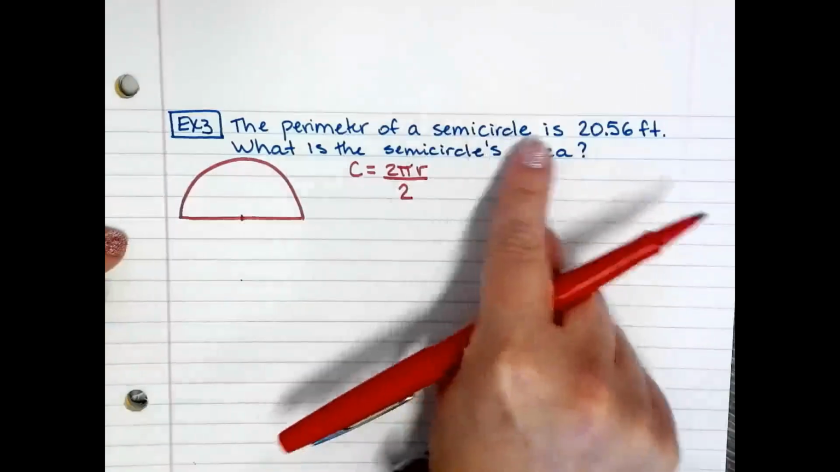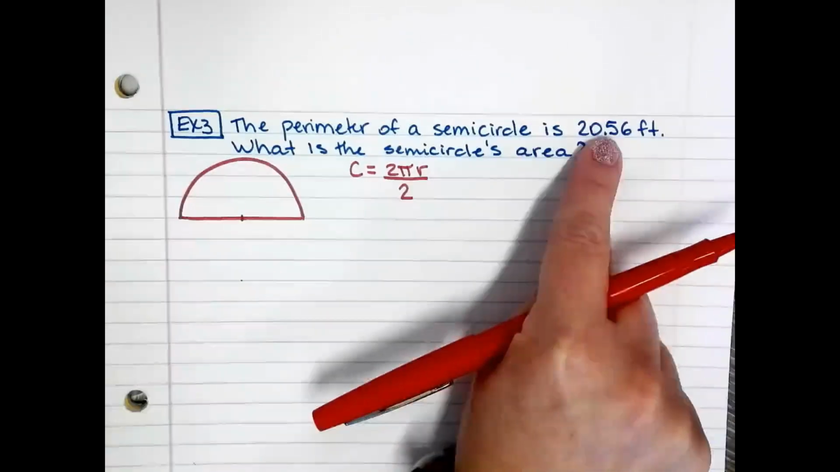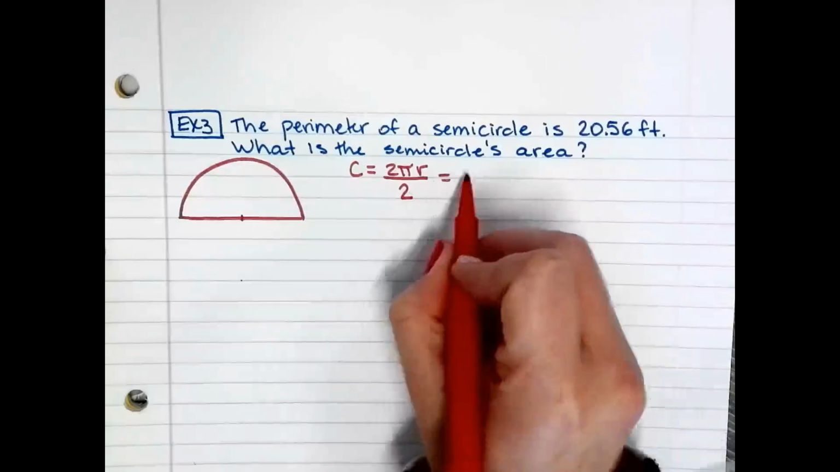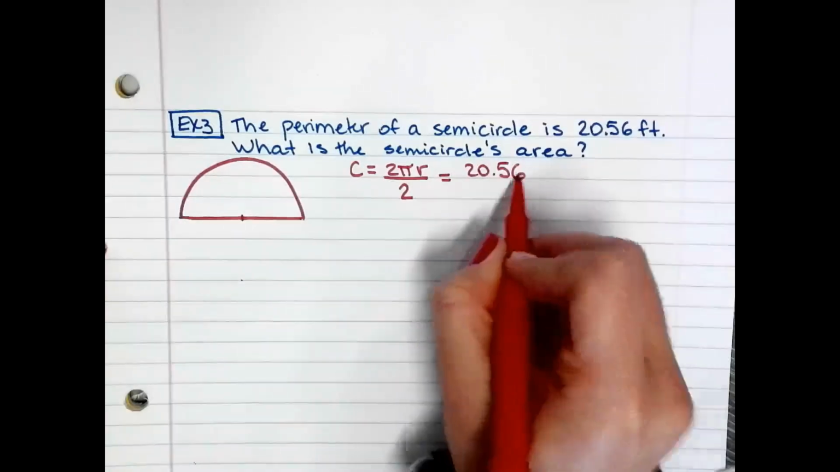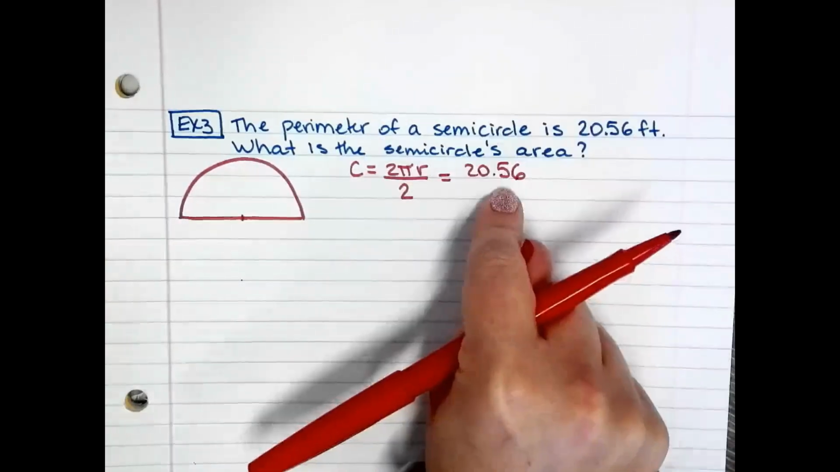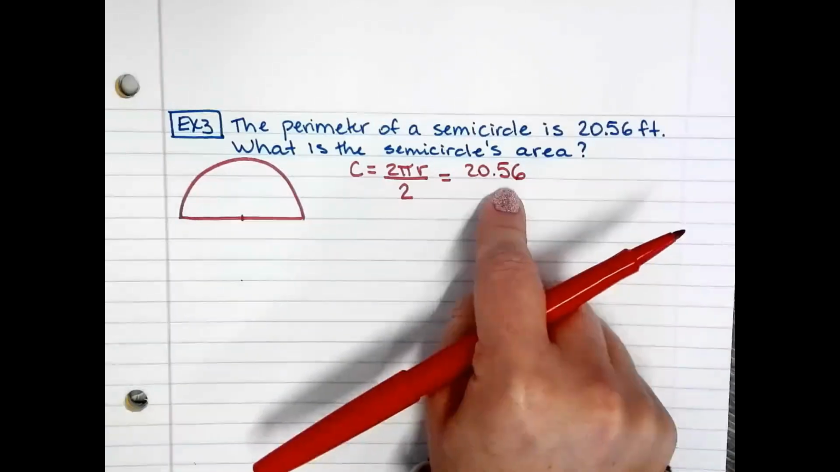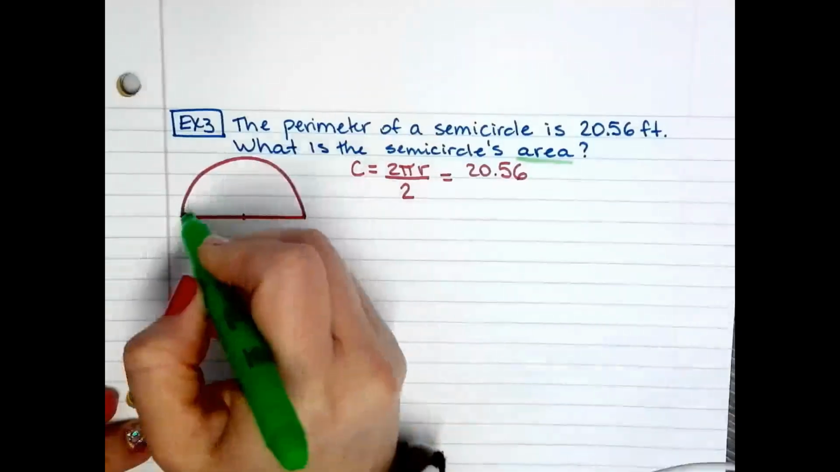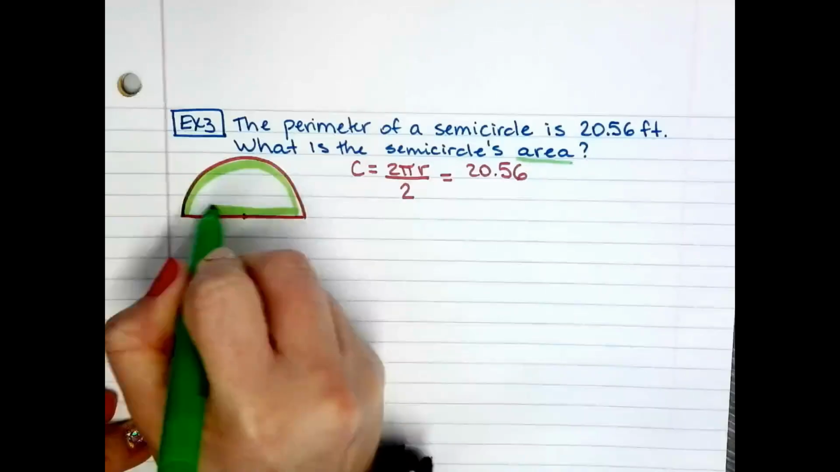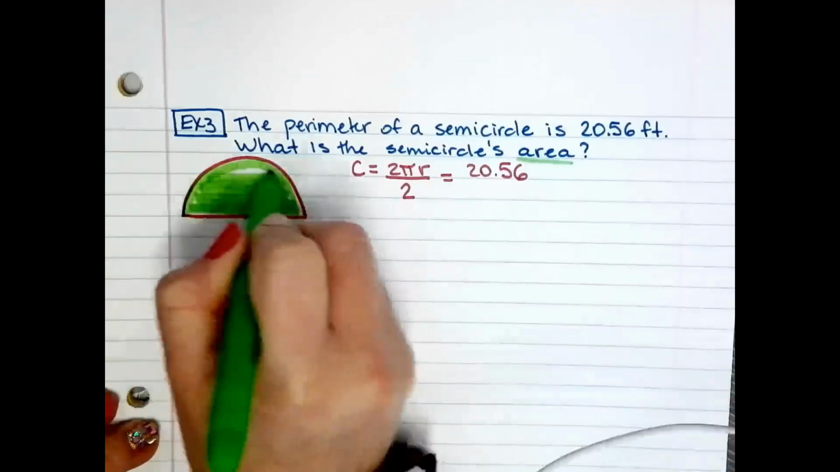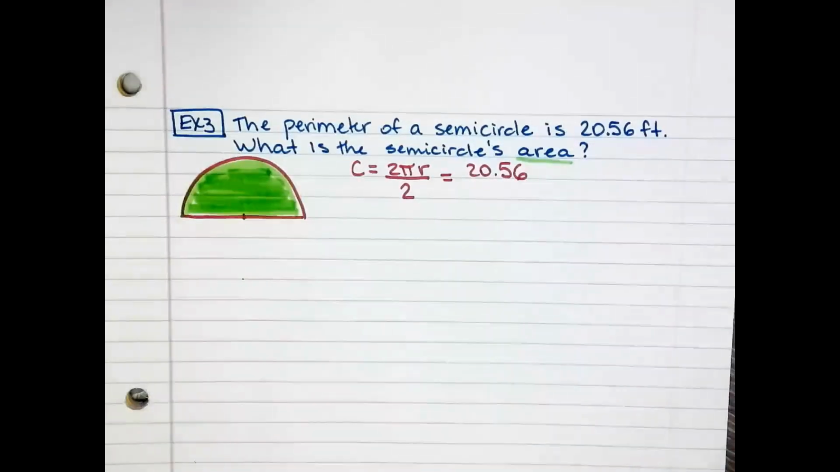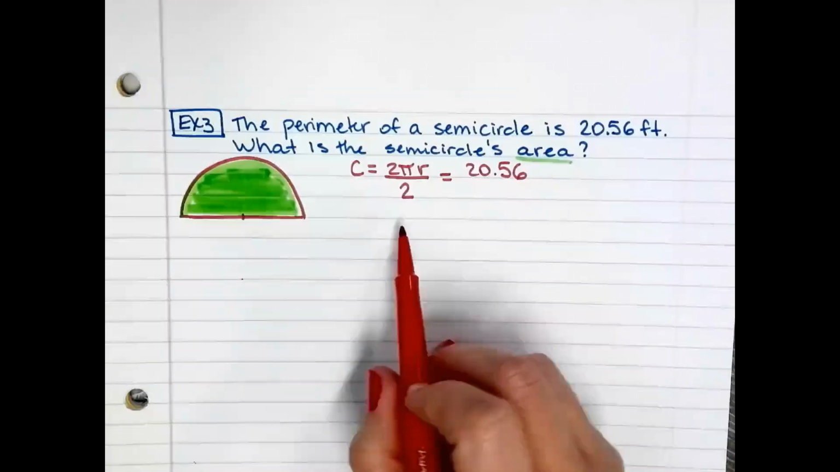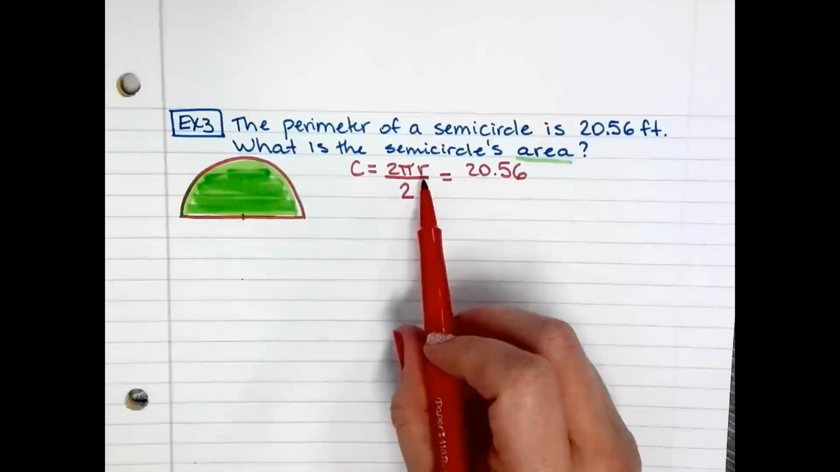So the perimeter of the semicircle is 20.56 feet. So I know this equals 20.56 feet because they told me so. So we need to find the area. The area is what goes inside. That's the shaded region right there. So this whole thing right there, that's what we're trying to find, the area. Before I can do anything, I need r to find the area.